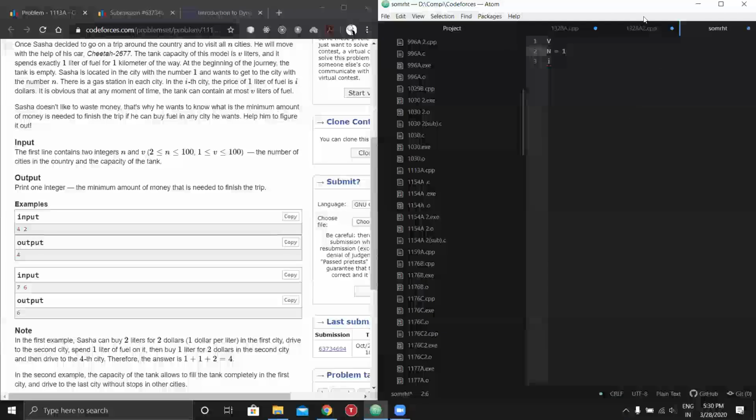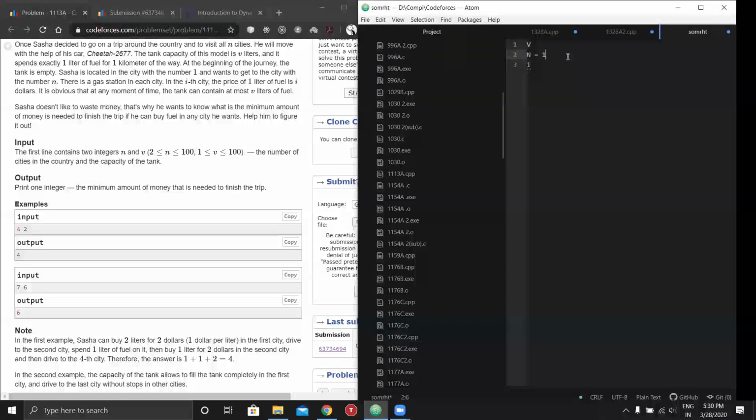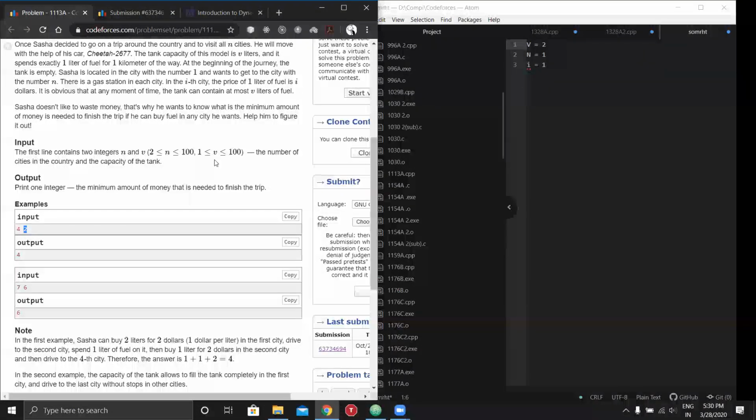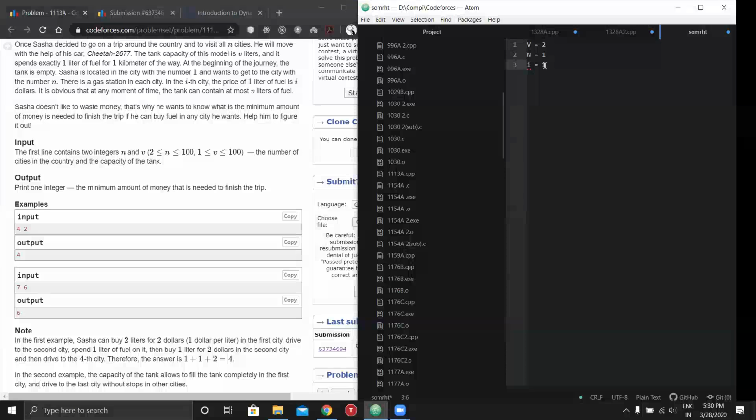You follow this one so you can understand better. N is equal to 1, which means he's in the first city. So what he does is, right now, the cost of the fuel is also equal to 1 because the city is equal to 1. So he buys 2 liters of fuel from the city. Now, why 2 liters? Because it's given over here. The maximum capacity of the fuel tank is 2 liters. So he buys 2 liters of fuel with 1 rupee each liter.